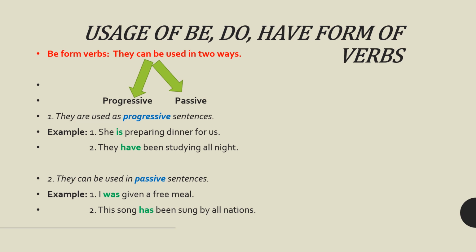Second, they are used in passive sentences as well. For example, I was given a free meal. This song has been sung by all nations. Was and has are used as the helping verbs. In all these sentences of progressive and passive, these auxiliary verbs are not only used as helping verbs but as well they are indicating the tense of the sentences.